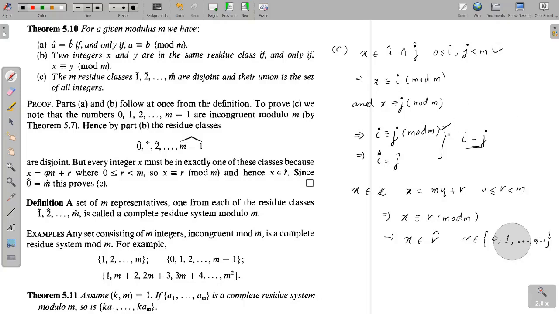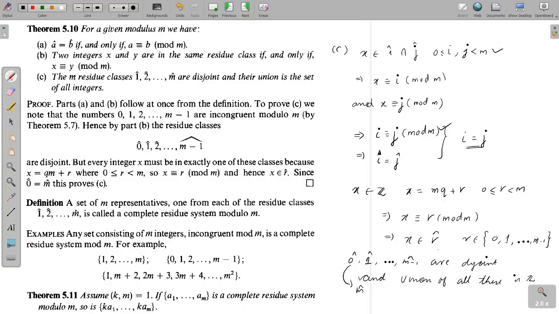Now from these two proofs, you can say that 0 cap, 1 cap, etc., m minus 1 cap are disjoint, and then the union of all these equivalence classes is Z. Now if you replace the equivalence class of 0 by m cap, you will get the second part, because 0 cap and m cap are the same, because 0 and m belong to the same equivalence class or residue class. So using the first part, you can get that these two equivalence classes are the same.